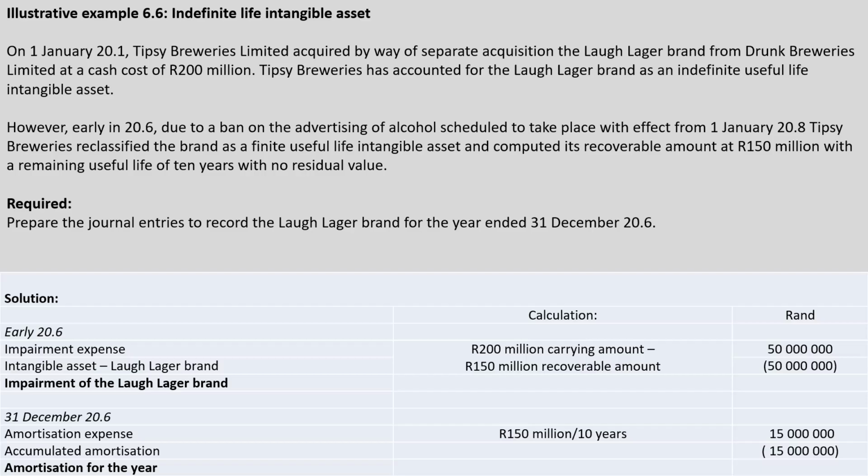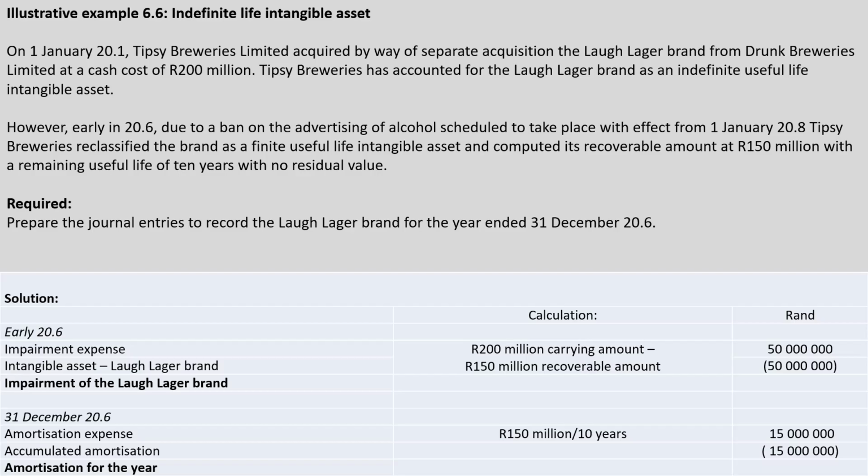It's a finite useful life asset now, right? So to recognize the amortization, we're going to start with what is now our recoverable amount. And it tells us that it has a remaining useful life of 10 years. So that 150 million is going to be written off over a 10-year period.